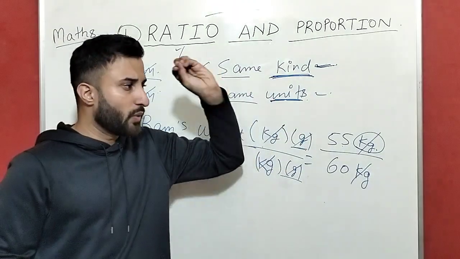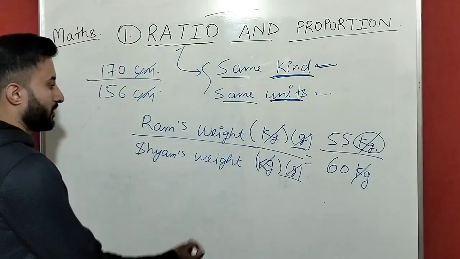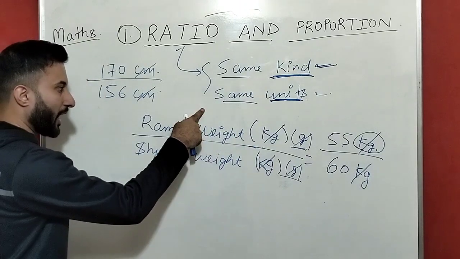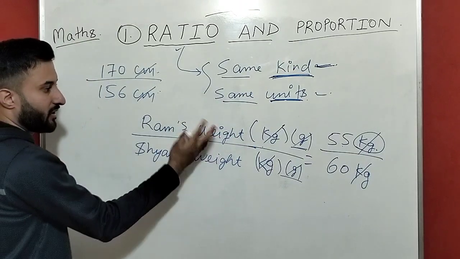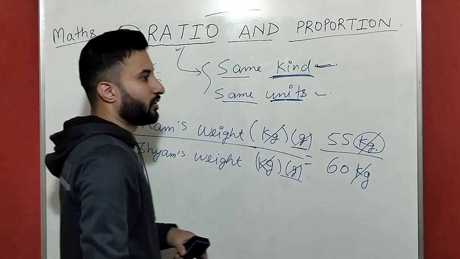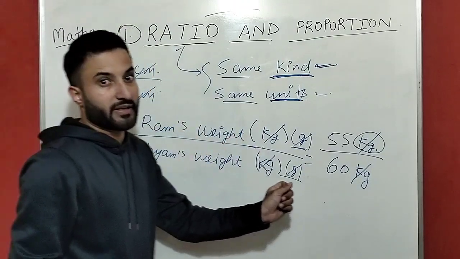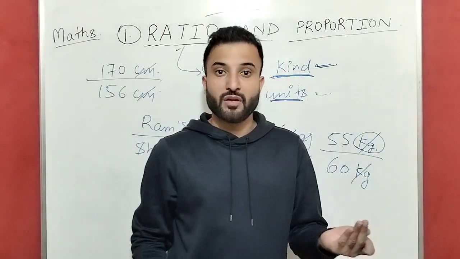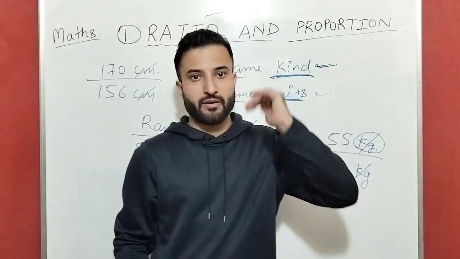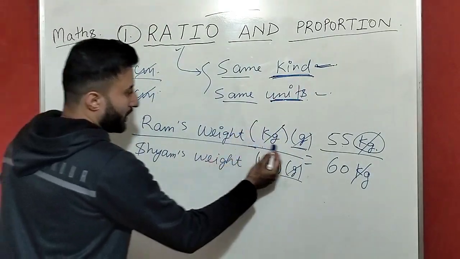That is very important from the ratio point of view. Same kind means if I am taking Ram's weight, then I will take Shyam's weight. If I am taking Ram's height, then I will take Shyam's height. Weight, height, Ram's marks by Shyam's marks. I can't take Ram's marks and Shyam's percentage. No, it's again a different kind. So same kind means it has to be the same: weight, height, percentage. That is same kind, and same unit means the SI unit should be the same.